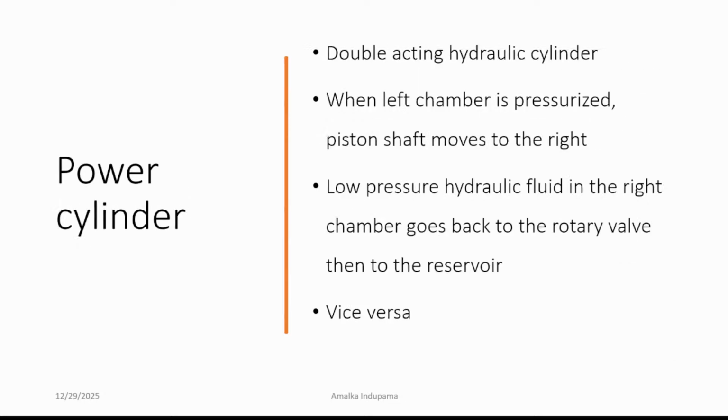Right, then the outermost end, the power cylinder. It's a kind of double acting cylinder. The meaning of double acting cylinder is we have one inlet and one outlet, with the piston in between. Whenever the left chamber is pressurized, our piston and the shaft will move to the right side and vice versa. So that is the working principle of the double acting cylinder, right?